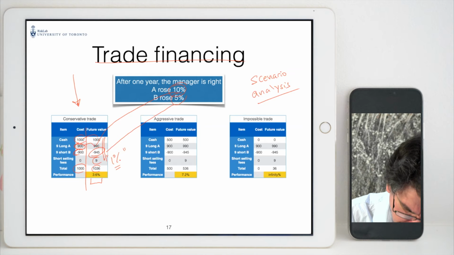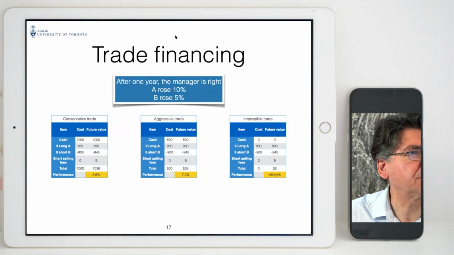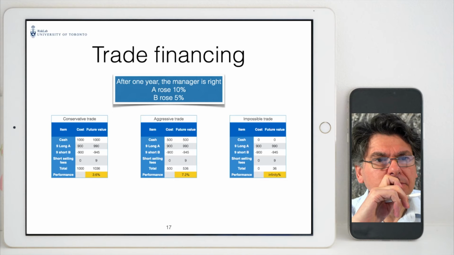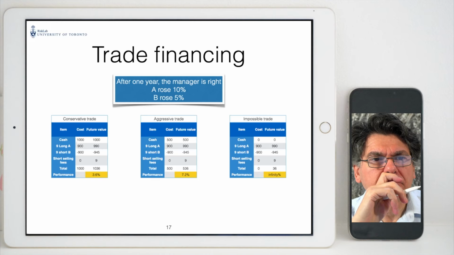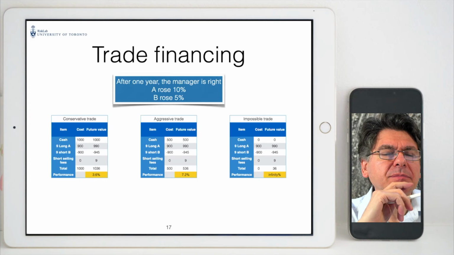Do you think this is good? Let me ask you a question. Actually, in the chat, do you think this is a good trade or a bad trade? What do you say? Use the chat. Tell me if this is good or bad. What do you think? Not bad. Not bad. In fact, I would say it's good.